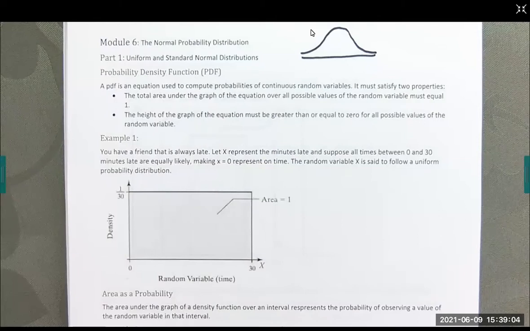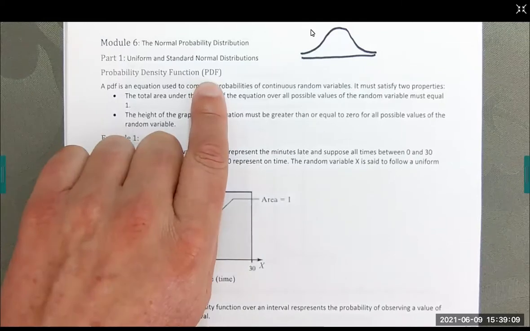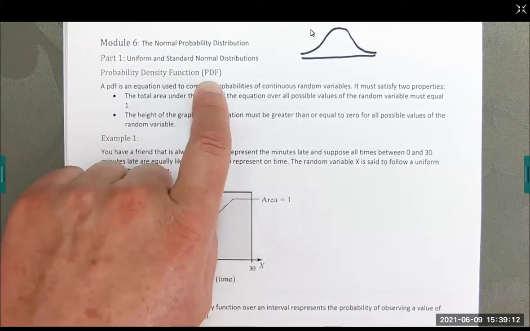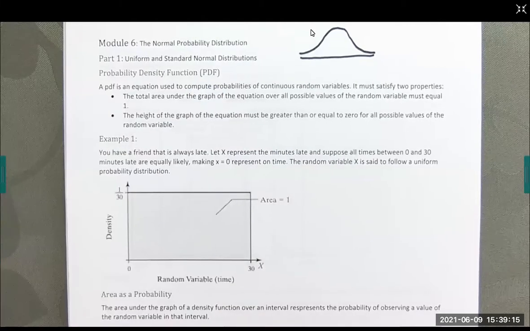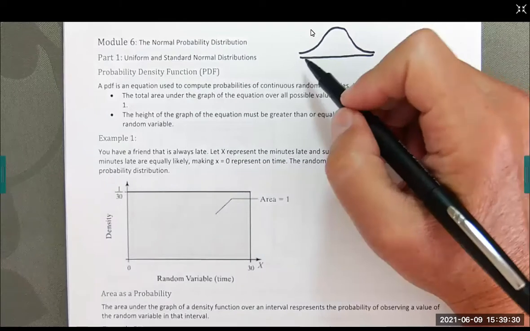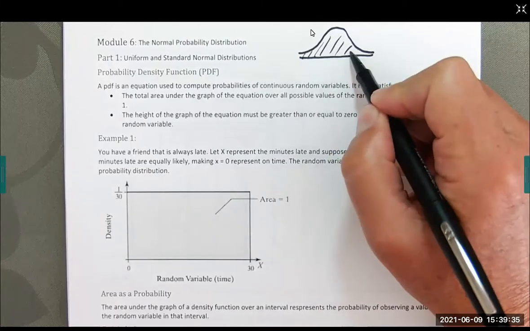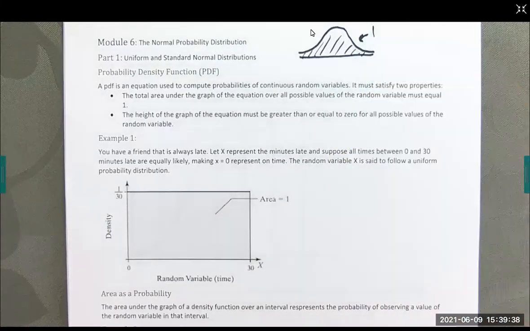semester, actually. So a probability density function, also known as a PDF, that of course is different than a file that's a PDF. They just happen to have the same letters. A PDF is an equation used to compute probabilities of continuous random variables. It must satisfy two properties. The total area under the graph of the equation over all possible values of the random variable must equal 1, meaning all of the area, this goes to negative infinity and to positive infinity, all this area under here needs to equal 1, or 100%. The height of the graph of the equation must be greater than or equal to 0 for all possible values of the random variable.